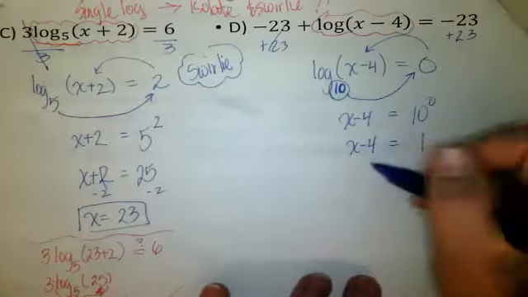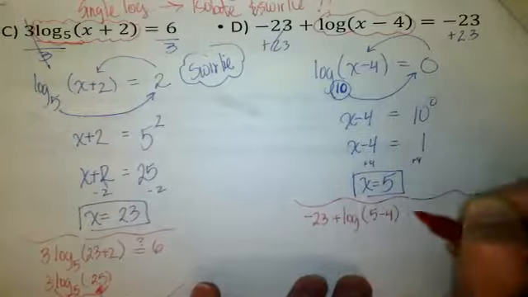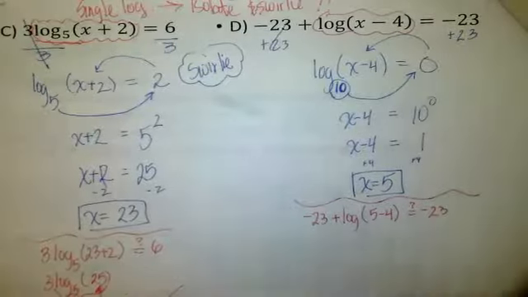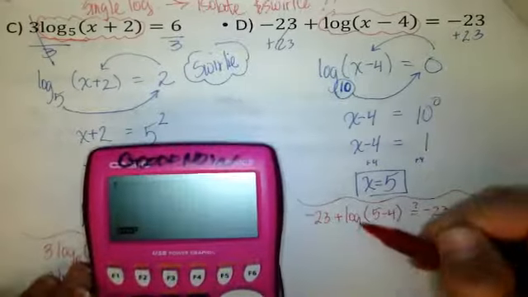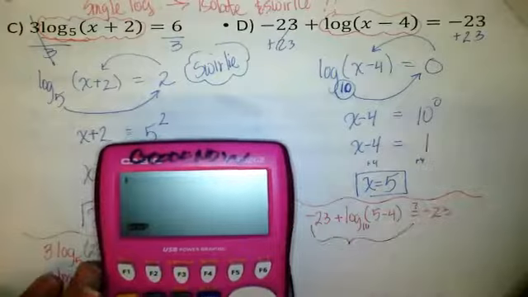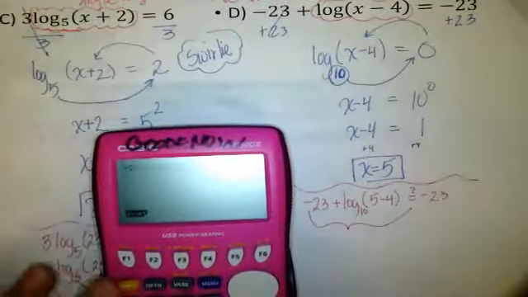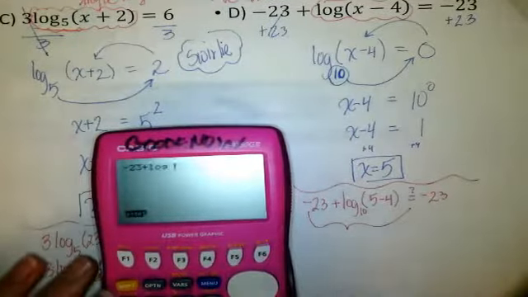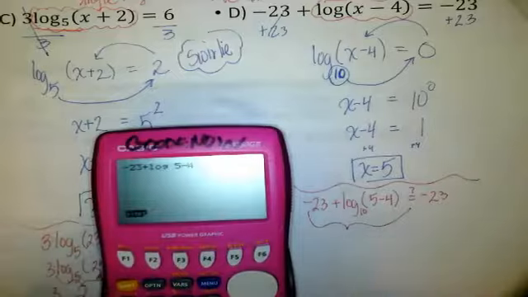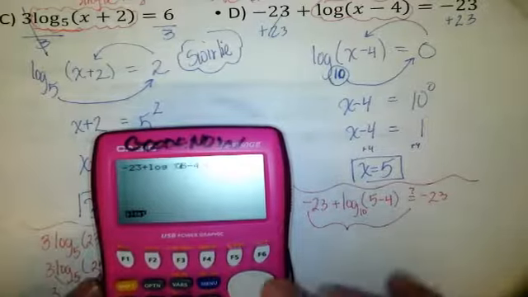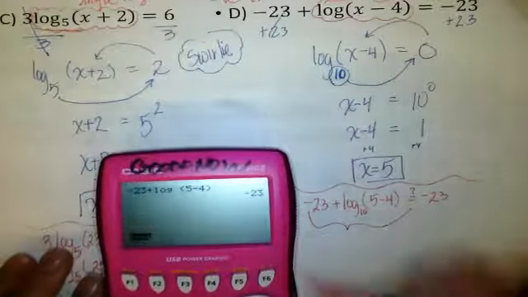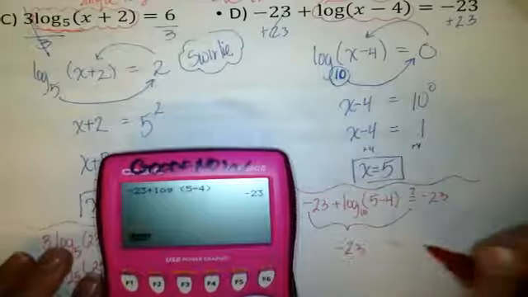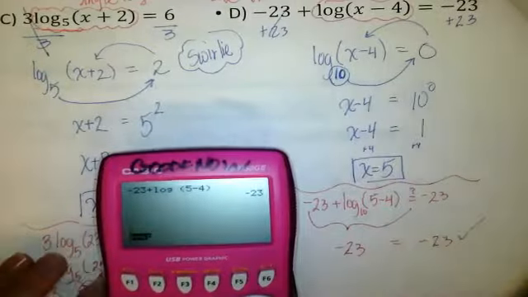And again, I'm going to check it. Negative 23 plus log of 5 minus 4 is supposed to equal negative 23. I'm going to go ahead and use my calculator. And I can do that because it is log base 10. So I can actually put this whole thing in my calculator. All of you can. Negative 23 plus log of 5 minus 4. Oops, I want to put that in parentheses. There we go. And what's it supposed to equal? Negative 23, and it does. So anytime you can plug it into your calculator, that is the easy thing to do.